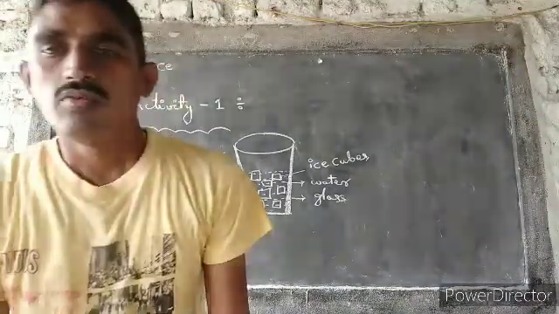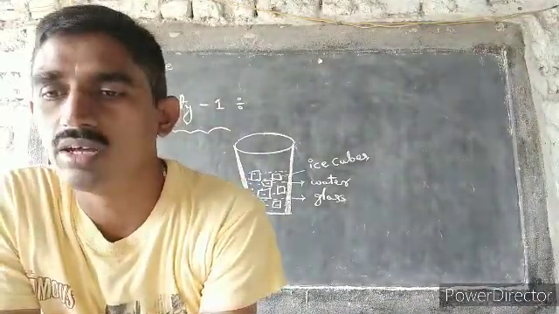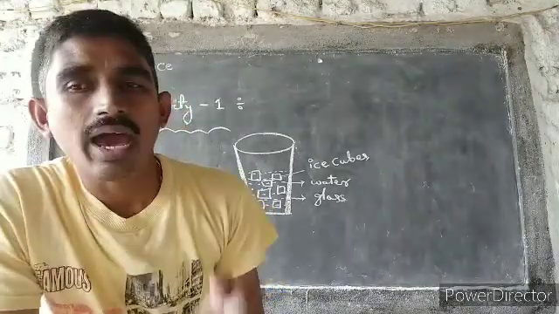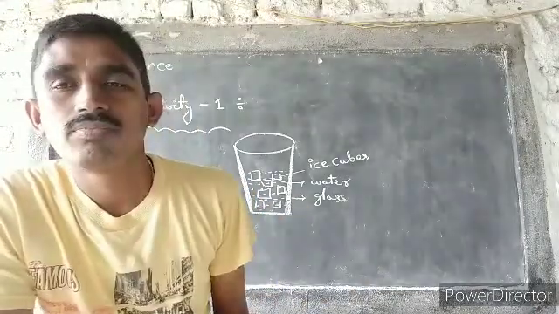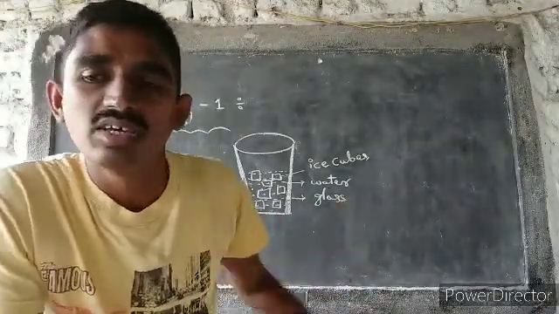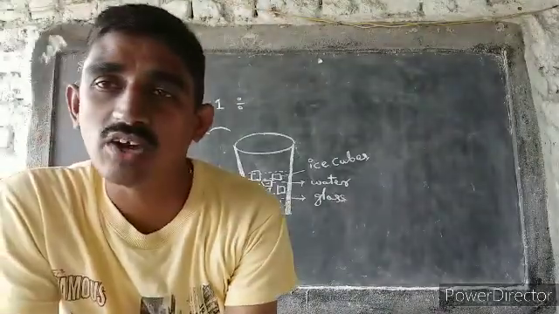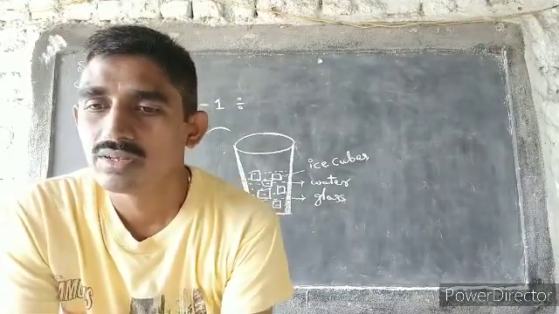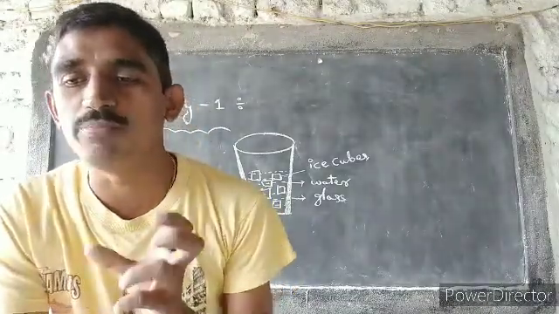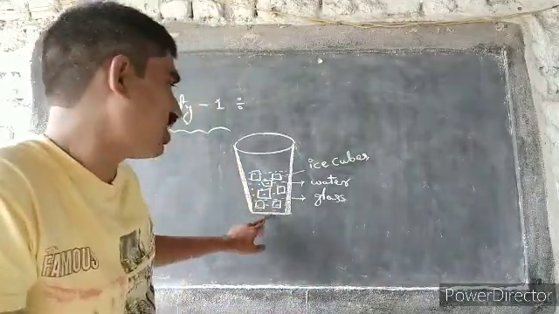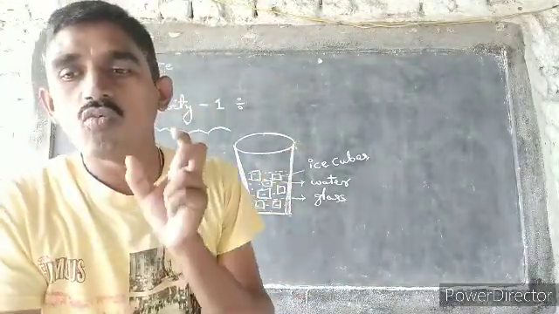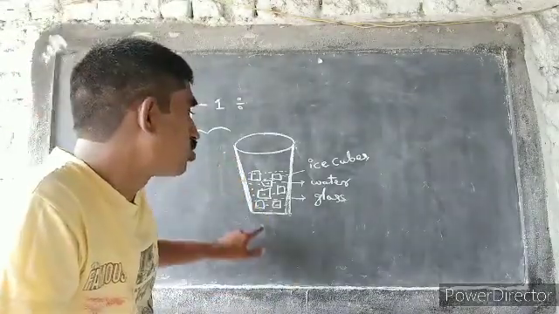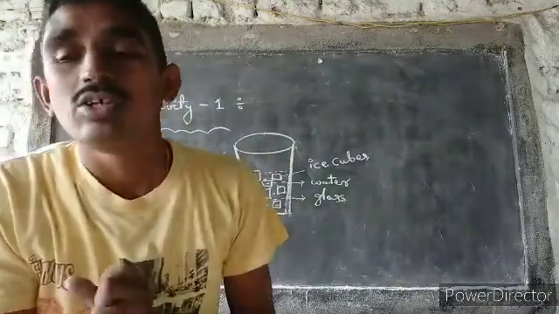So what do we have to do, students? First, take some water in a glass and add some pieces of ice in that glass. Observe for a few minutes. But what changes do you observe on the outer surface of the glass, students?